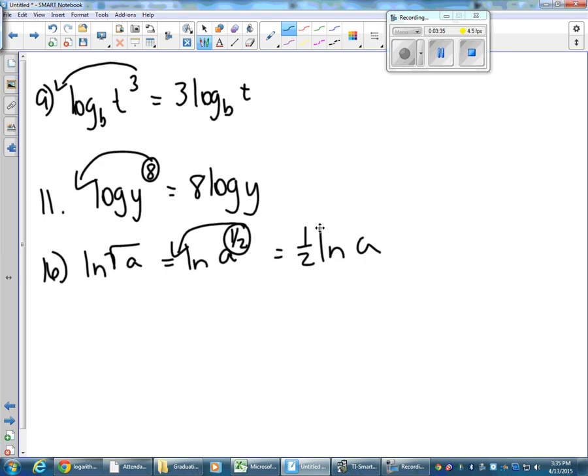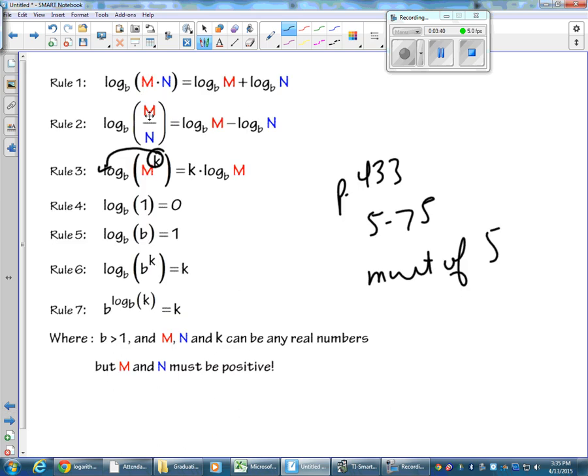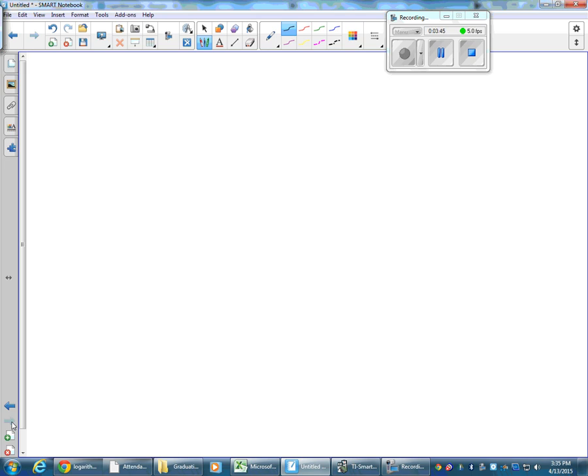The next set wants you to write it as a difference. So that's using rule 2, where we take a division problem and write it as a difference. So if we look, problem number 17 says what is the log base t of m divided by 8?